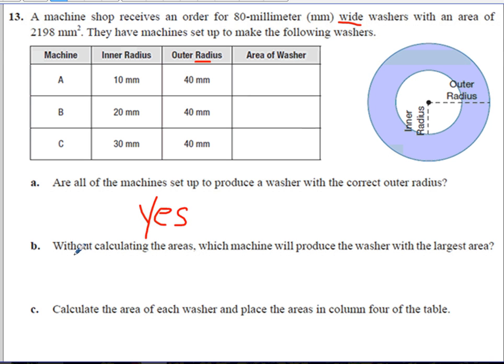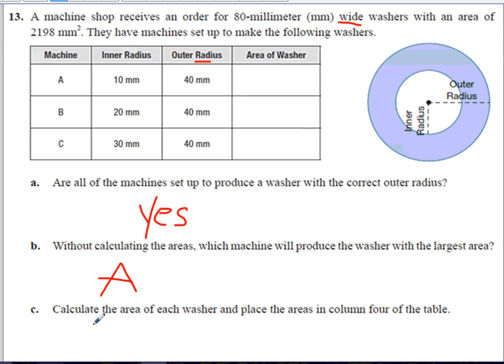It says, without calculating the areas, which machine will produce the washer with the largest area? So remember, the inner radius is determining the size of the piece that's getting cut out. So the largest washer would be the one that has the largest space that's not getting cut out, which means the circle would be the smallest. The smallest circle would be the circle with a 10 millimeter radius, which is machine A.